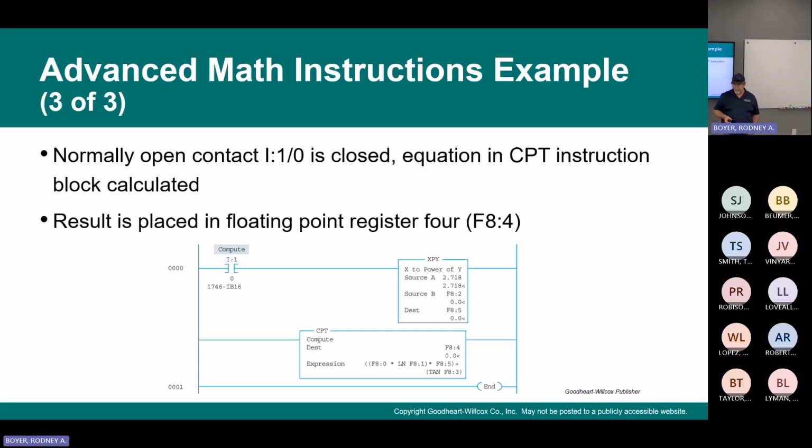Okay, X to the power of Y. And there's your compute. Those two are actually working together, aren't they? F8:5 is the destination of X to the Y. And then it's part of the expression in the compute instruction.